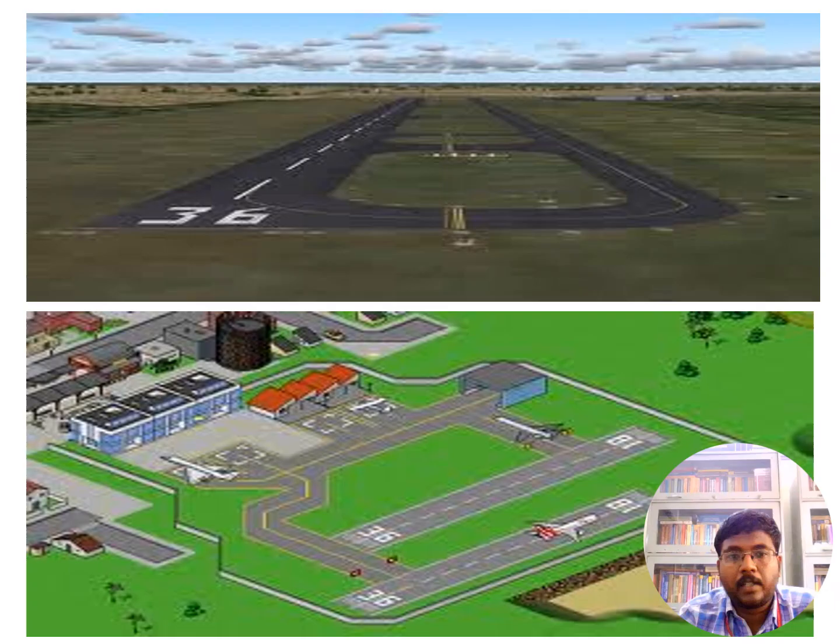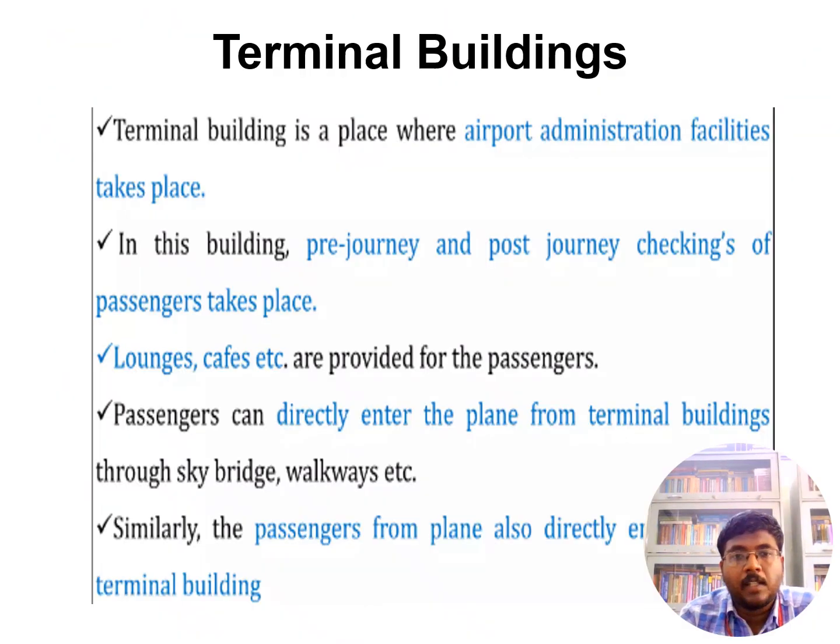This image shows a detail about the runway with the help of white line marking. The purpose of the white line marking is to indicate the visibility to the pilot at the time of landing and takeoff. Next we see about the terminal building.